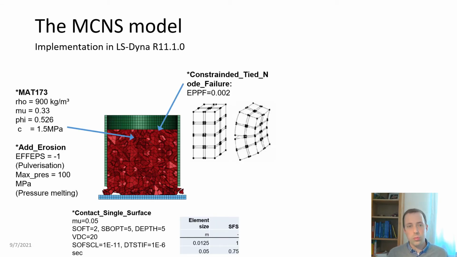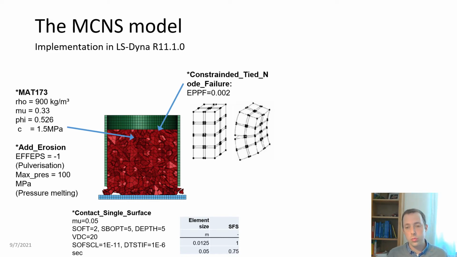The Mohr-Coulomb Nodal Split model was implemented in LS-DYNA release 11.1. I use the MAT_105 simulation, which is the common Mohr-Coulomb material model, together with the constrained tied node failure, which is the node splitting function in LS-DYNA. Node splitting is very important.